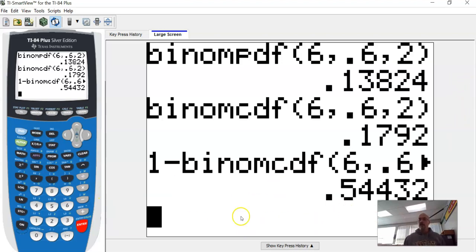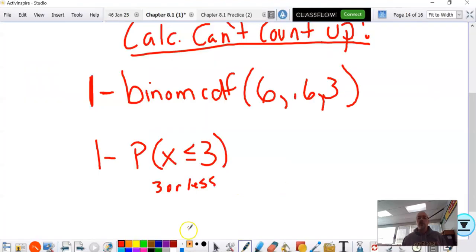0.5432, 1 minus the binomial CDF. So anytime you're wanting to count up, ladies and gentlemen, you're going to have to use that complement.